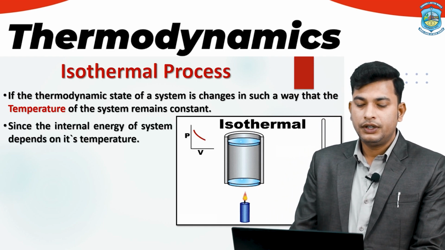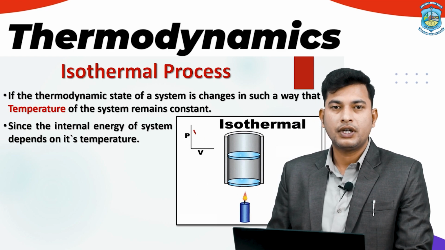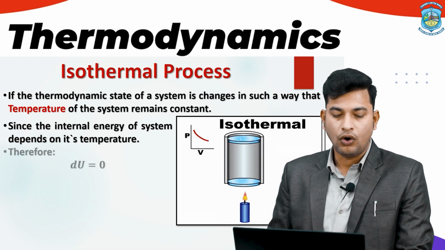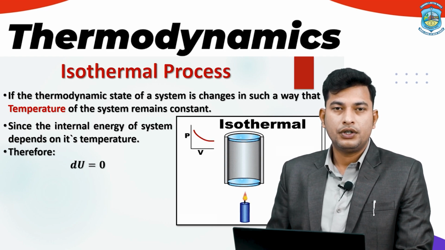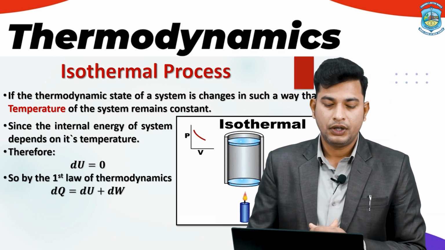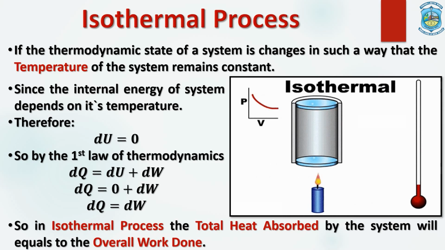Since the internal energy of the system basically depends on its temperature, and there is no change in temperature, there will not be any change in internal energy either. So we can say that dU is equal to 0. Mathematically, from the first law of thermodynamics, we have dQ is equal to dU plus dW. Since dU is equal to 0, we put it in this equation. The final equation is dQ is equal to dW, and it says that in the isothermal process the total heat absorbed by a system will be equal to the overall work done.